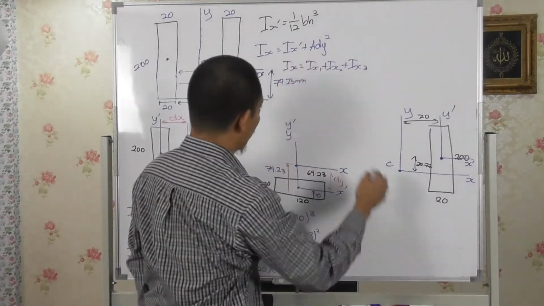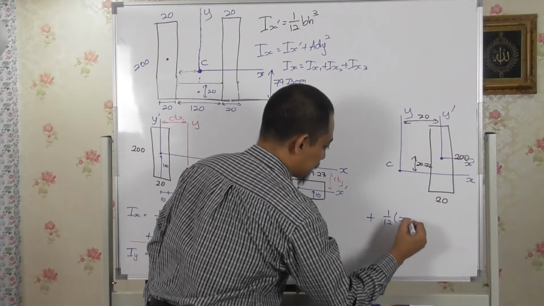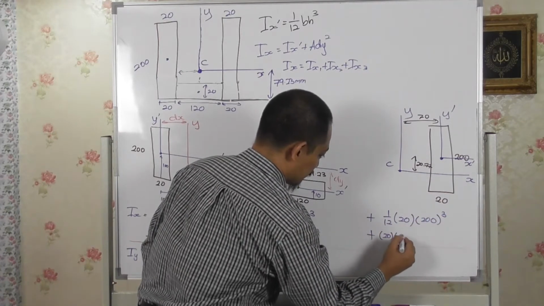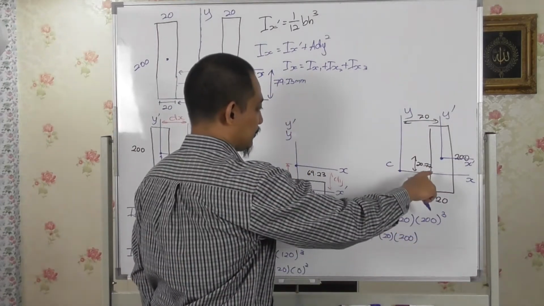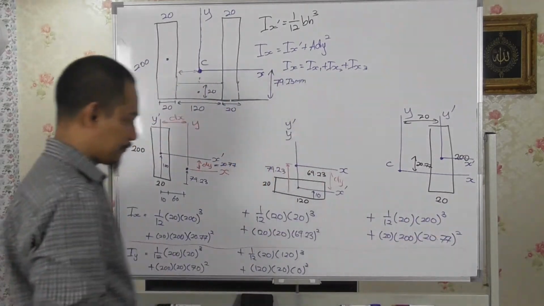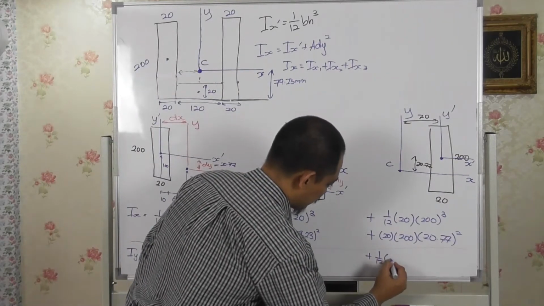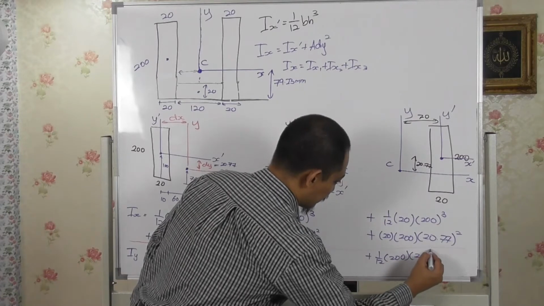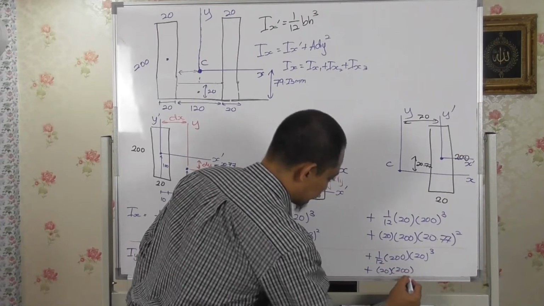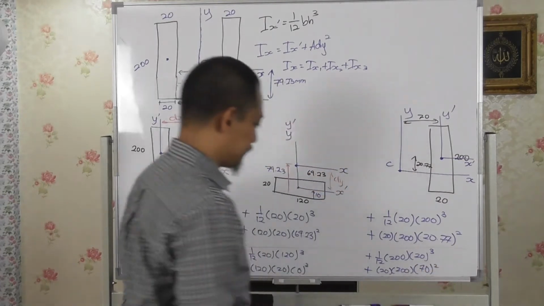So in terms of the calculation, Ix prime plus a dy square. So Ix prime is still 1 over 12, so plus 1 over 12, B is 20 here, H is 200 cube, and then plus A is 20 times 200, and then dy square is 20.77 square, right? For Iy, it is plus 1 over 12, 200 times 20 cube, and then plus 20 times 200, that's the area, and then you have the x square, which is 70, and then square.